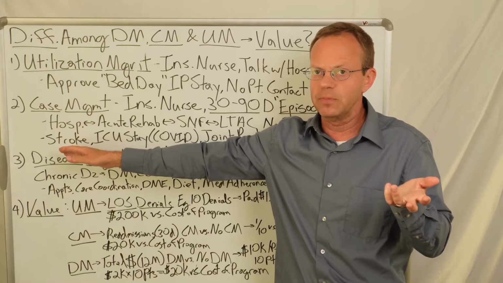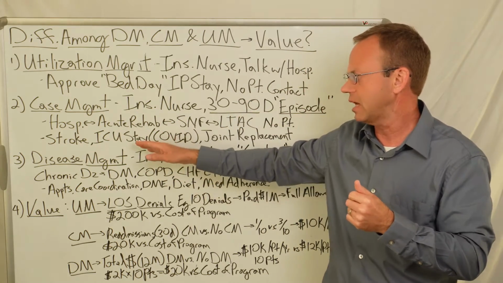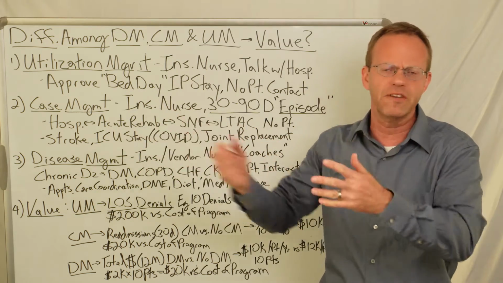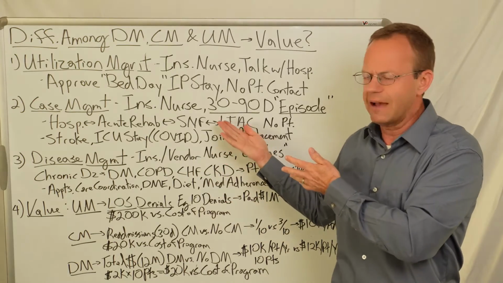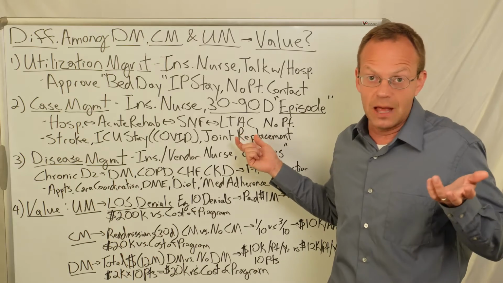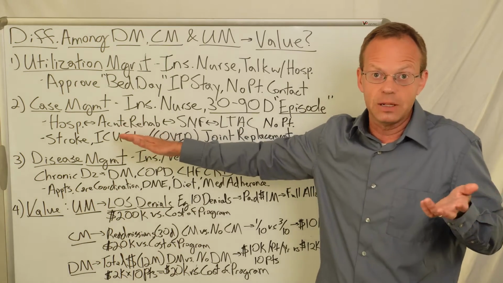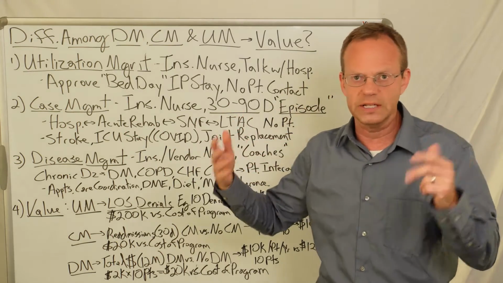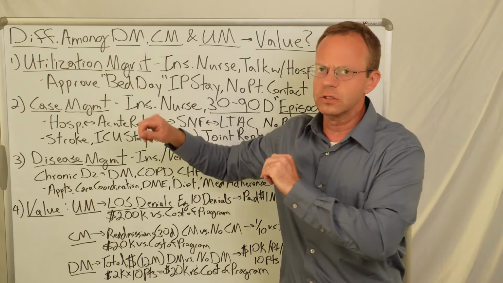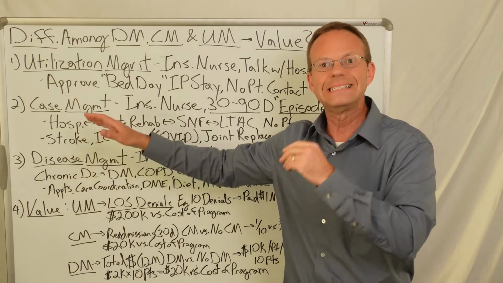Oftentimes this will happen with people with strokes. They can't go home right away. Sometimes they have to have rehab after being at the hospital. Also prolonged ICU stays, so people that have really severe COVID and are on the ventilator for a very long time often have to be discharged to an LTAC instead of going home. Or joint replacements. A lot of people with a total knee or total hip replacement go home, but some of them need inpatient rehab. They have a complication from their joint, et cetera. So it's the case manager who's following them in those different care settings, whereas utilization management is strictly for the hospital. Okay, then third and final is disease management.